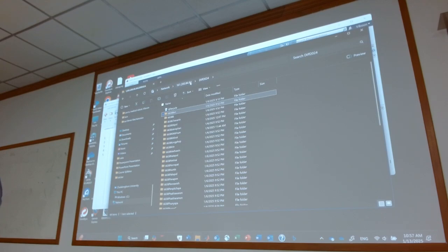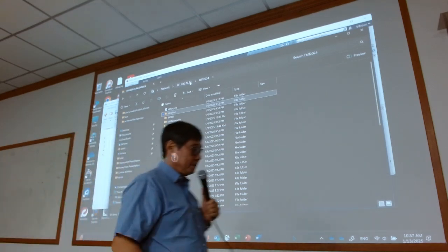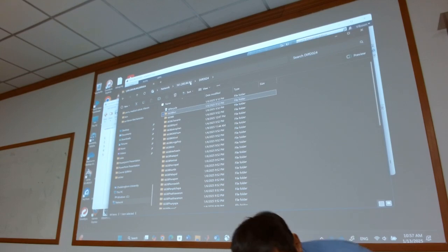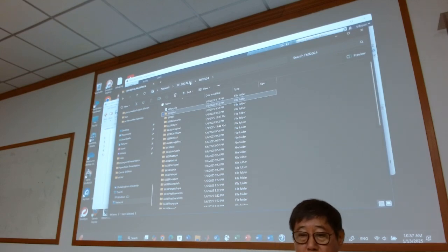The address is 161.200.84.84. Your username is your ID, all 10 digits including the 21. Your password you can actually change anyway.